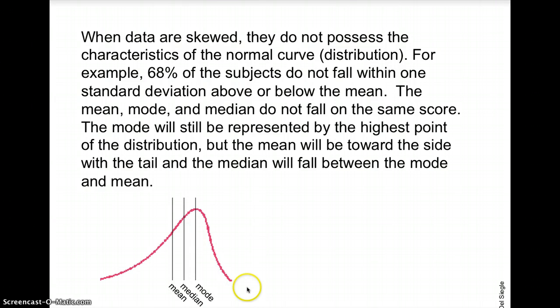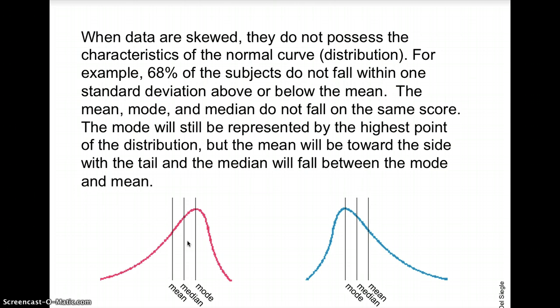Okay, so in this case, the mode is the most frequently occurring number. That's why it's the highest point on the graph. The mean is the average value. That's why it's over here a little bit, because there are some values that are over to the left side. And the median is going to be the middle of your range. Here's an example of a right skewed graph with the same idea.